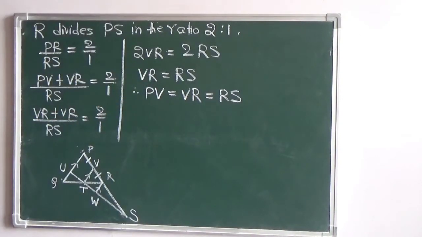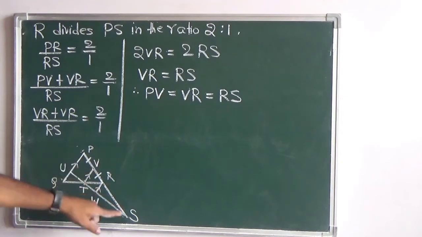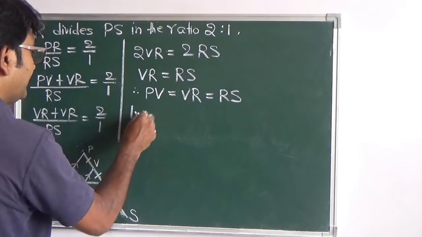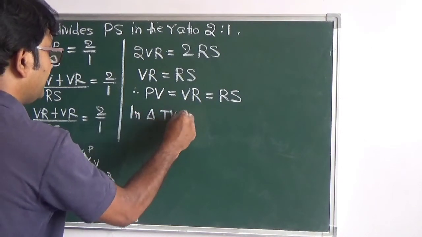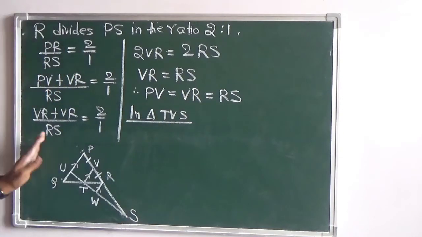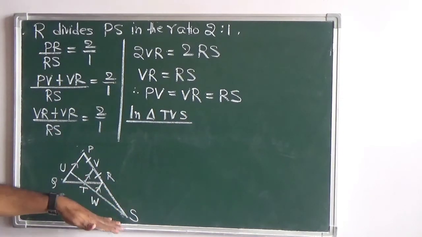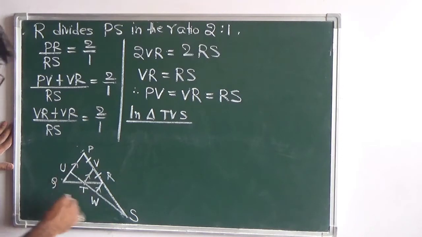Let us see the triangle TVS. In triangle TVS, first of all, you have been dealing with this side, now you are going to deal with this side. So in triangle TVS, what is given?